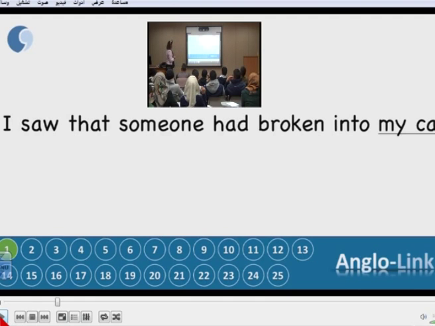So this is the idea. You're going to repeat "I saw that" as it is because it's a clause. It's not the main sentence that you're going to change from the active into the passive. And then you look at the subject. Here's the subject. You're going to omit it and replace it with "my car." "I saw that my car," then we have "had broken."